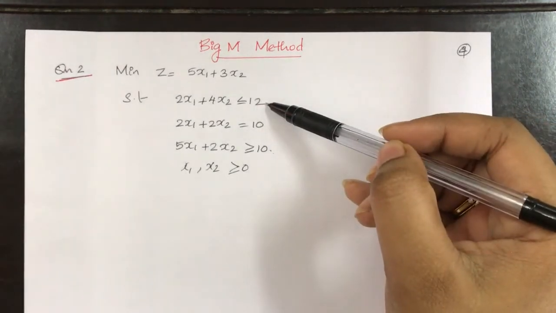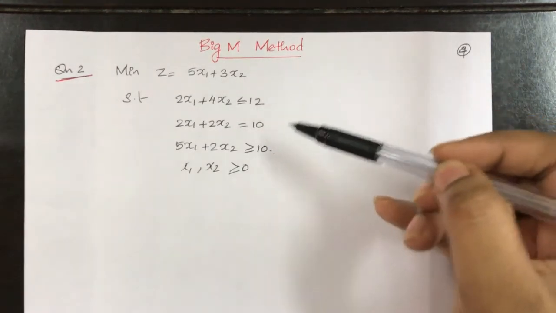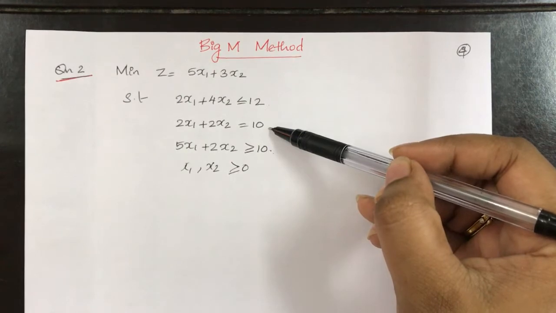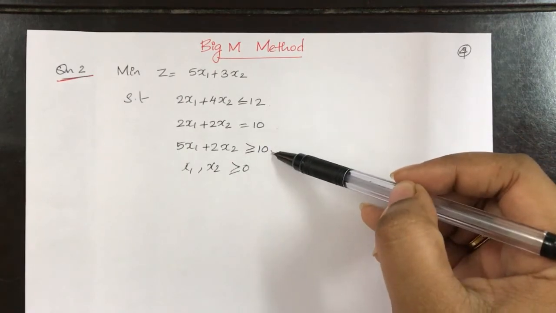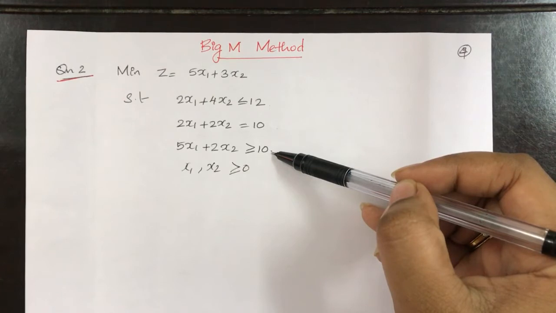In a less than or equal to constraint, we need to introduce a slack variable. In an equation, we need to introduce an artificial variable only. In a greater than or equal to constraint, we need to introduce a surplus variable plus an artificial variable.